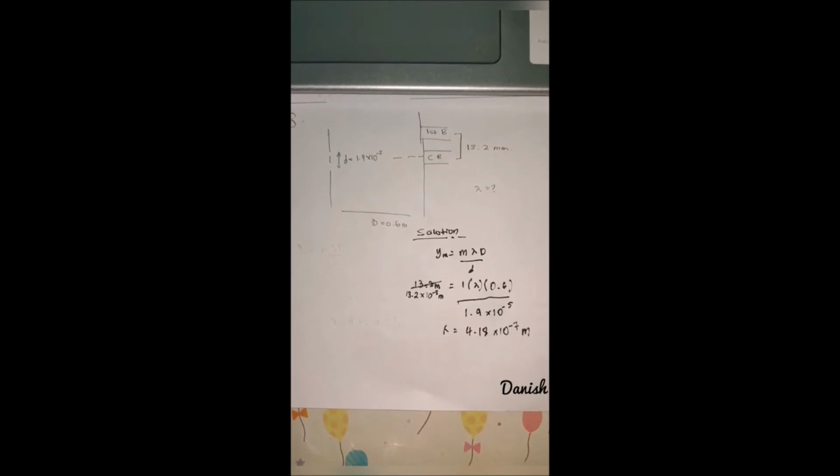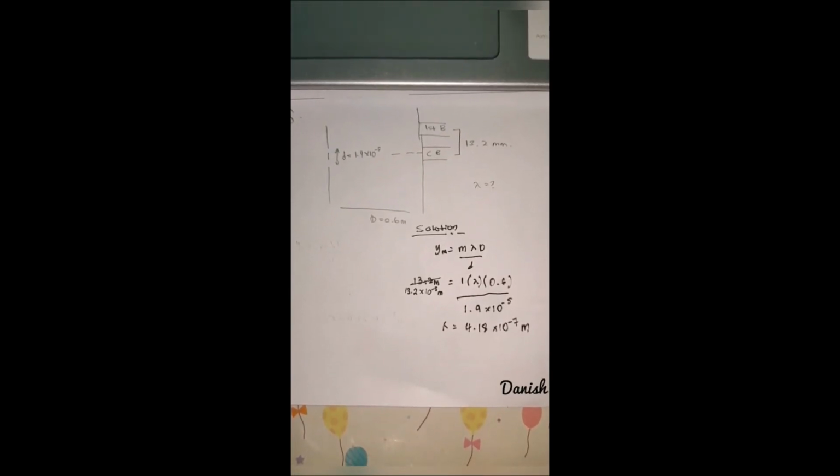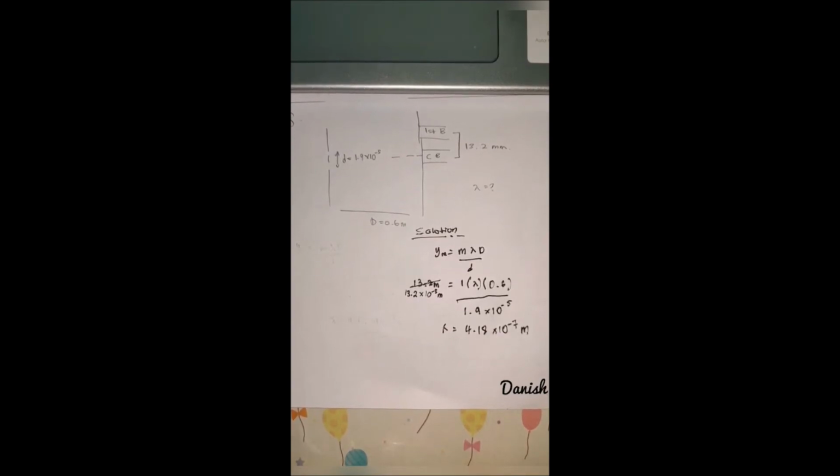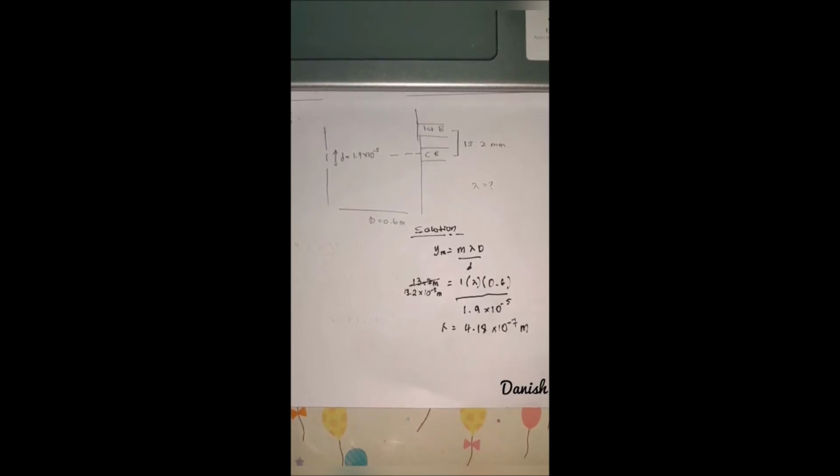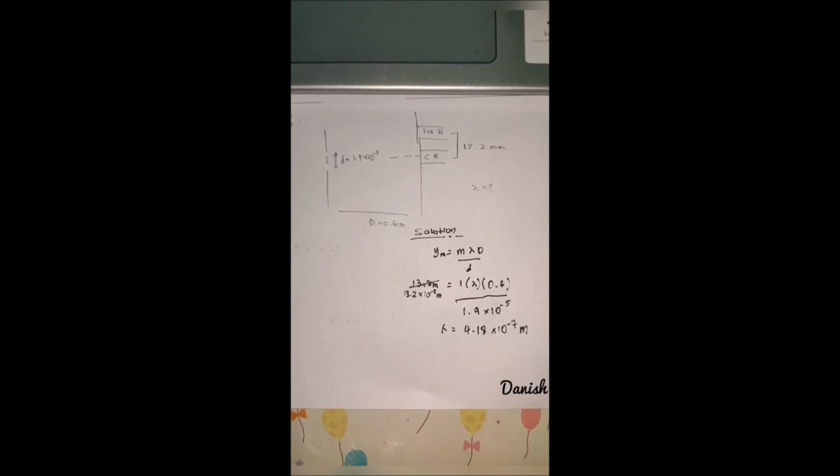Then m equal to 1. Capital D equal to 0.6. And small d is 1.9 multiplied with 10 to the power of negative 5. And then we make lambda the subject, and we get the answer, which is 4.118 multiplied with 10 to the power of negative 7 meter.